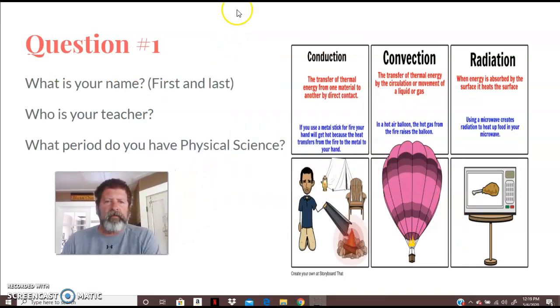Question number 1: who's your teacher, what's your first and last name, and what period do you have physical science? So that's question number 1. Take a second to answer that, and then we'll move on.